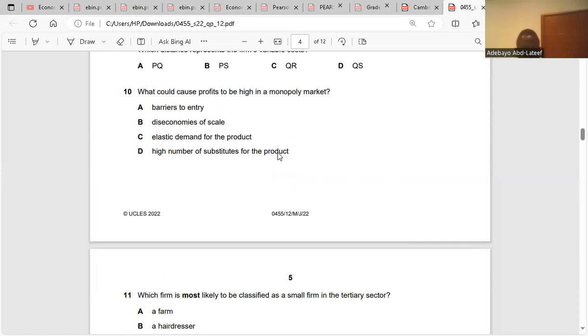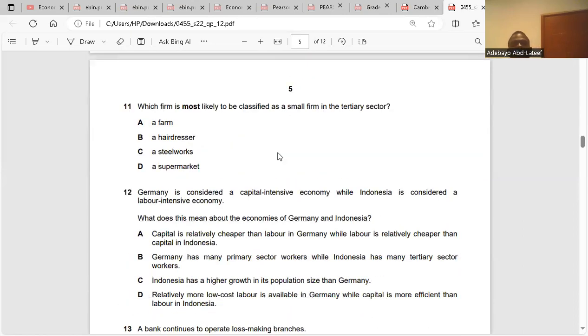Question 11. Which firm is most likely to be classified as a small firm in the tertiary sector? Farm is the primary sector. Steelwork is the secondary sector. Supermarket is a tertiary sector. So we have hairdresser in the tertiary sector, supermarket in the tertiary sector. So hairdresser is considered small because it's personalized service, unlike supermarkets. So the answer is B.